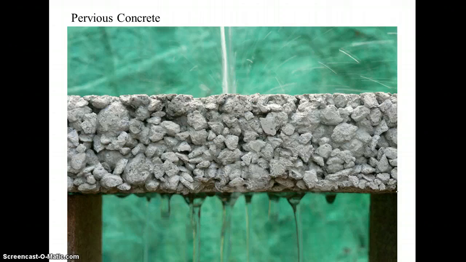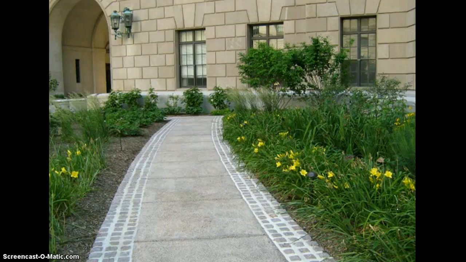Pervious concrete, to take those impervious surfaces and allow water to run through them and get into the groundwater and not end up in the stream so fast. If you've ever gone over to the Commons, the Vanderbilt area, where the living area, they have a lot of this pervious concrete there.